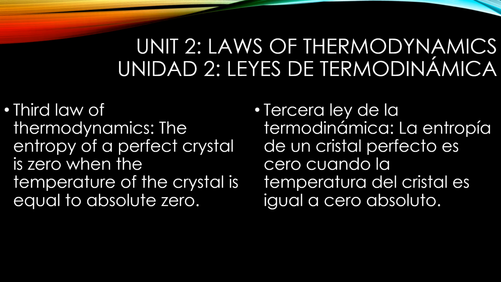The third law of thermodynamics states, the entropy of a perfect crystal is 0 when the temperature of the crystal is equal to absolute 0. Entropy is a measure of disorder. A perfect crystal would not have any disorder when the temperature is equal to absolute 0. Absolute 0 means the temperature at which there is no movement of any atoms or molecules.